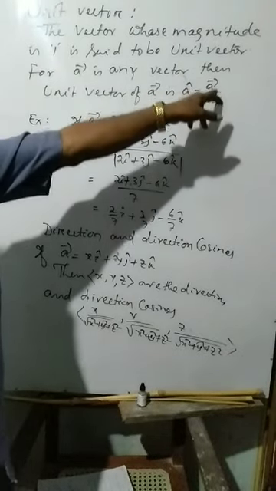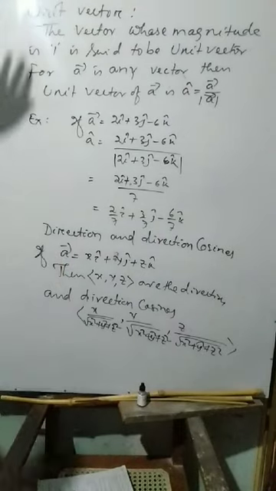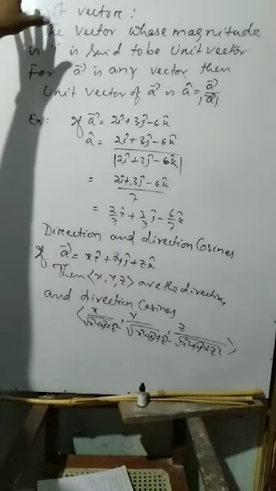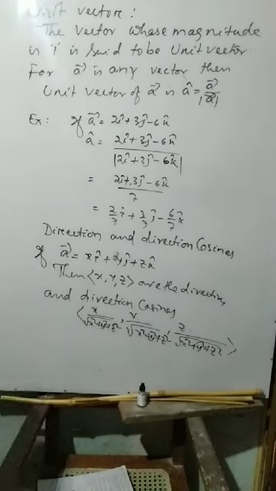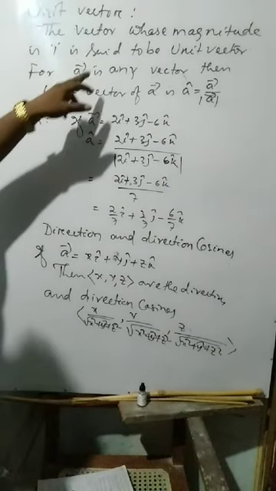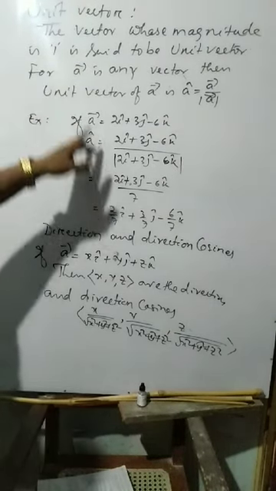That is equal to A vector by A magnitude. Means the vector whose length or magnitude equals 1 is said to be a unit vector, for A being any vector.